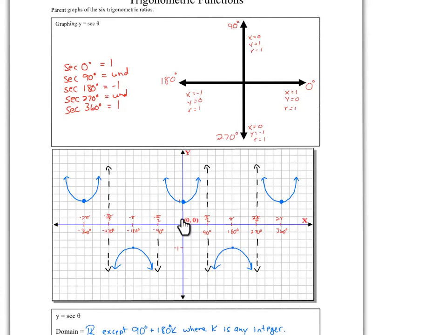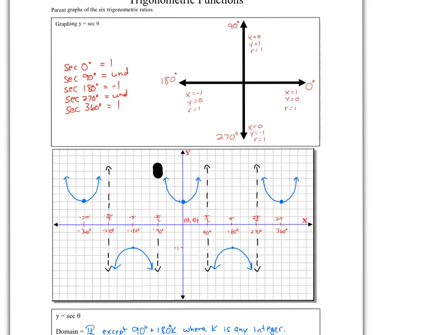So 0 degrees is a 1. Put a dot at 1. 90 degrees is undefined. It's a vertical asymptote. 180 degrees is -1. We put a dot. 270 degrees is undefined. And 360 degrees is a 1. Once again, these dots represent the minimums or maximums of parabolas. So we got a parabola, parabola, parabola. This graph repeats itself forever and ever from left to right.